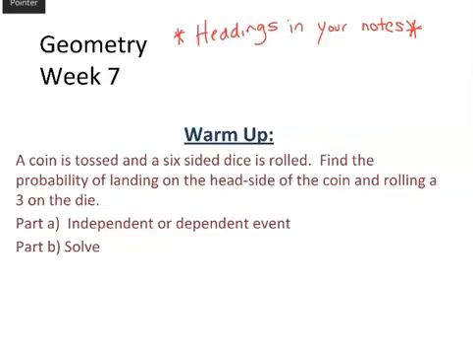So what is the warm-up question? We've got a coin. We're going to toss a coin, and we also have a 6-sided dice that we're going to roll. I want you to find the probability of landing on the head side of the coin, as well as rolling a 3 on the dice. So first, decide if this is an independent or dependent event, because that will help you determine how you're going to find then the probability of throwing a coin, landing on heads, and rolling a 3 on a dice.